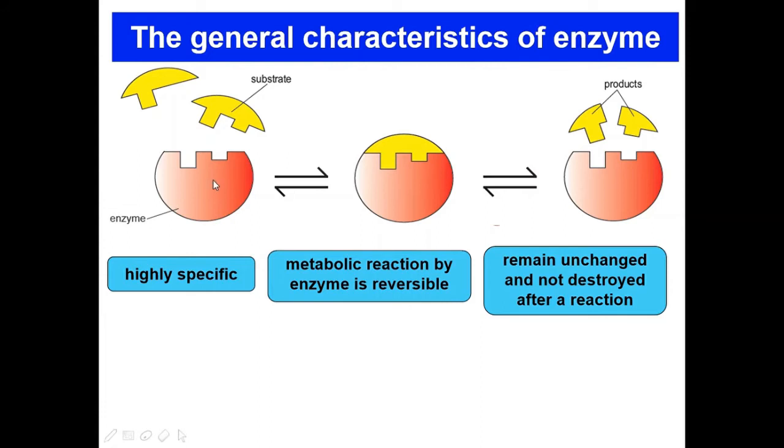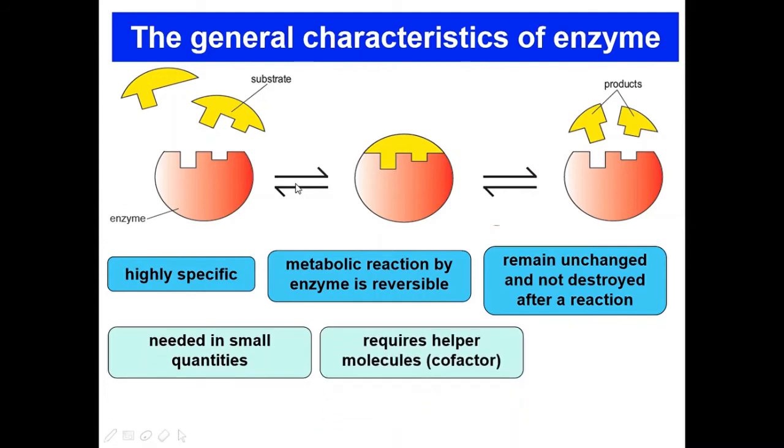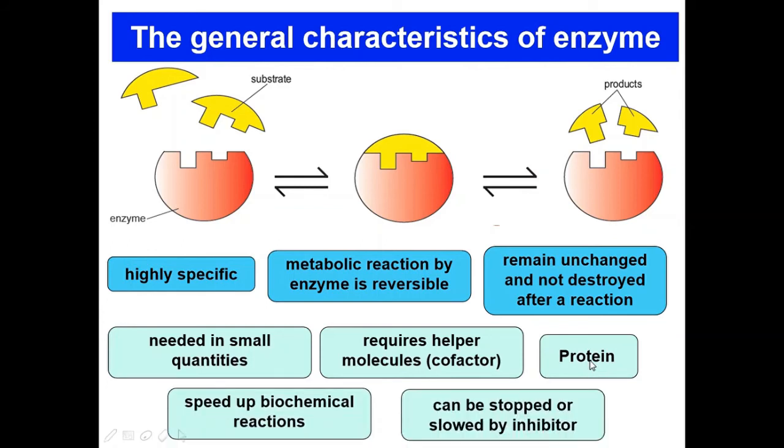If you see here, this enzyme changes the substrate and produces this product. These same products can also bind to this active site of the similar enzyme and return back to this substance. Okay. Other characteristics include enzyme is needed in small quantities. Some enzymes require helper molecules atau kita panggil cofactor, okay, for the enzyme to function efficiently. Contoh dia ialah vitamin B. Enzyme is made up of protein, speeds up biochemical reactions, and enzyme activity can be stopped or slowed by inhibitor.